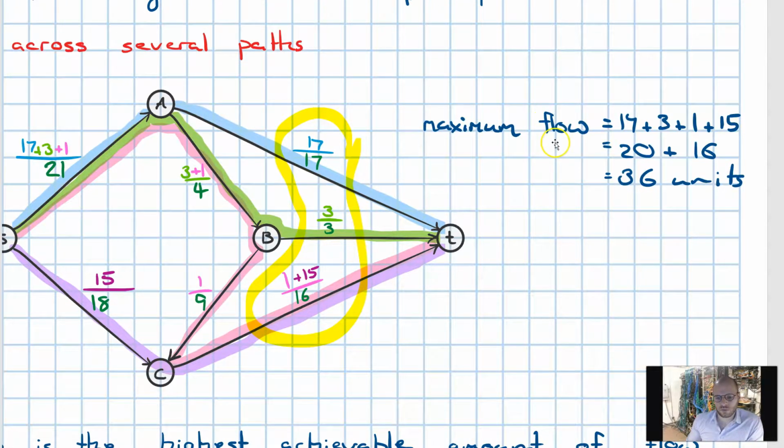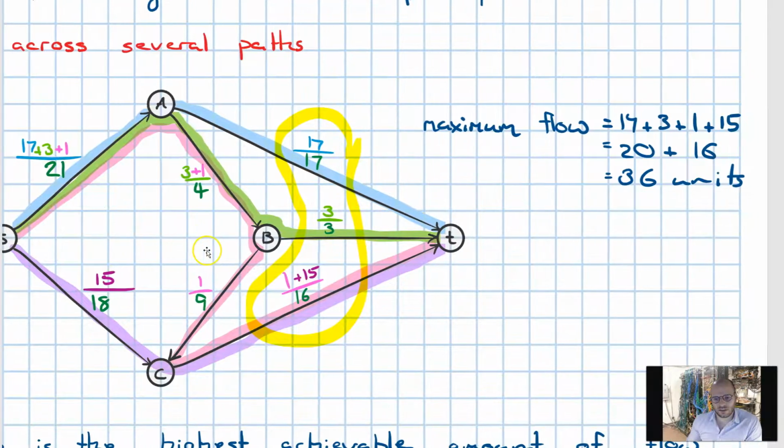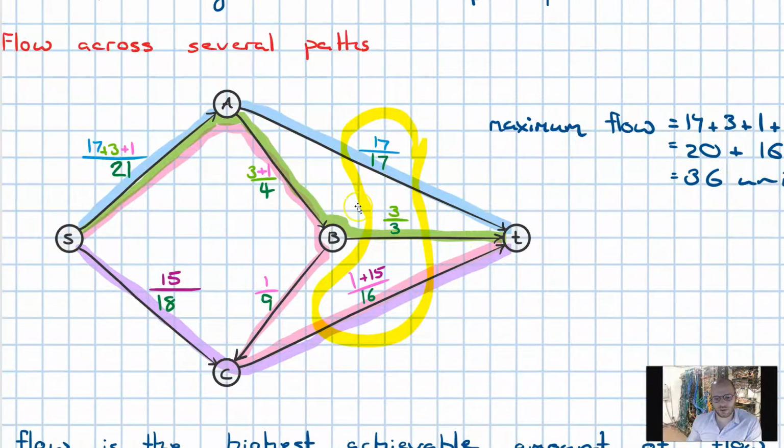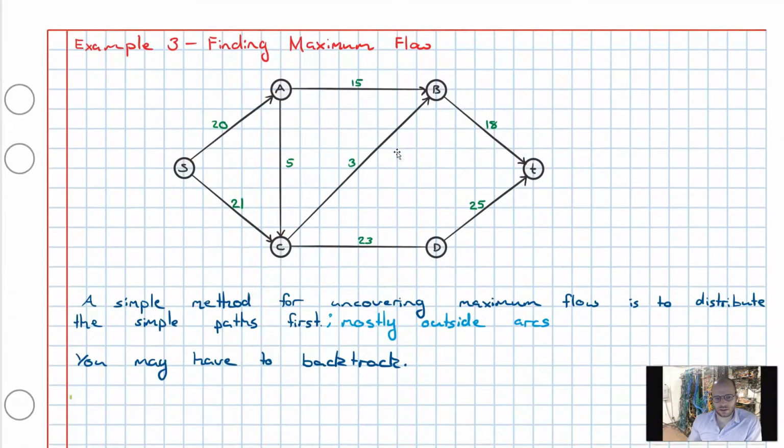So maximum flow being how much flow we can get from our source to our sink within this flow network as seen here. And we calculate this by simply summing all of the capacity that's in use that's heading into the sink itself, in which case we get 36 units for this network. Let's go down and do another example, slightly more challenging.